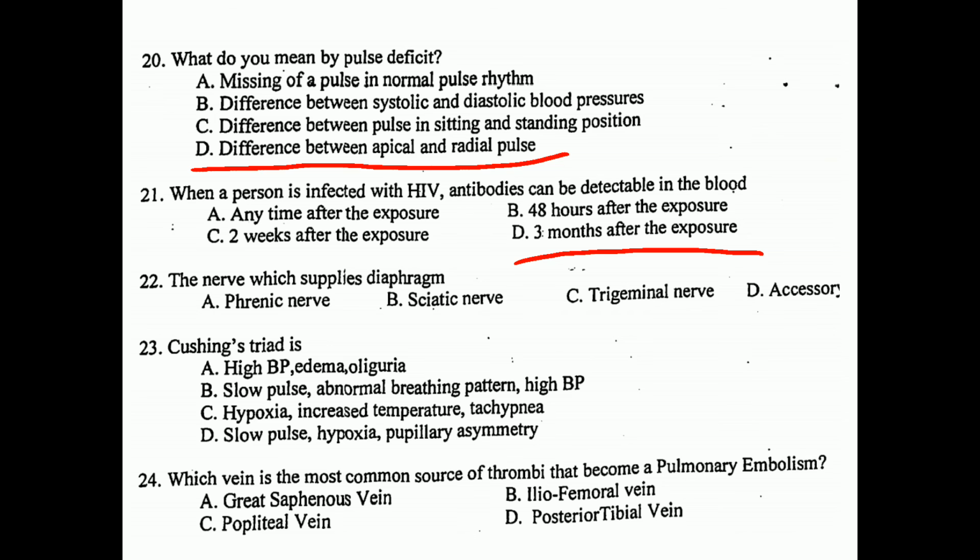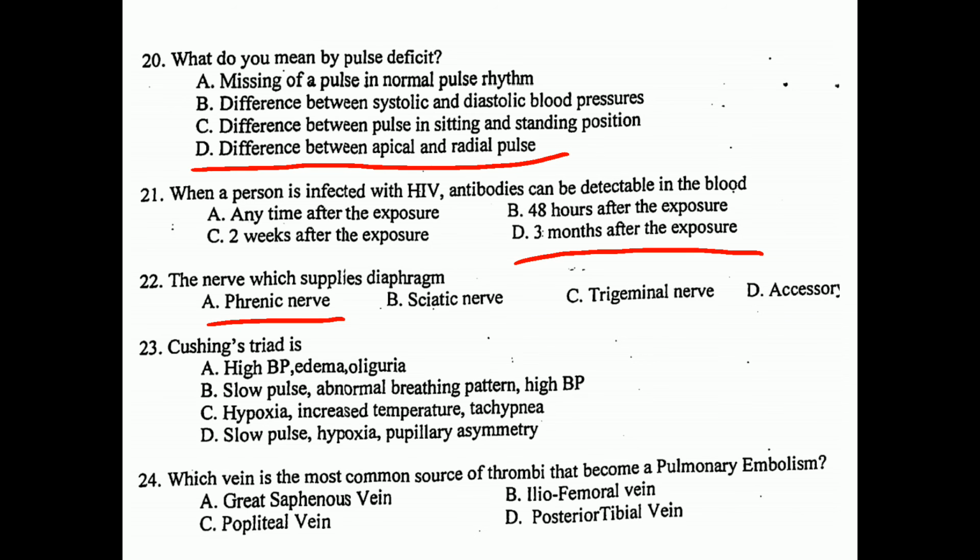Question number 22. The nerve which supplies the diaphragm. Options are phrenic, sciatic, trigeminal, accessory. The correct answer is option A, that is phrenic nerve.